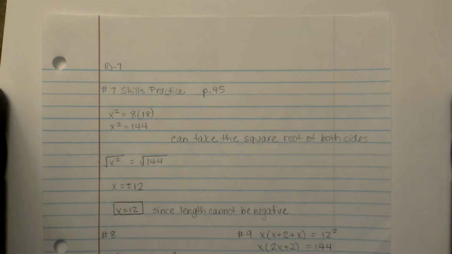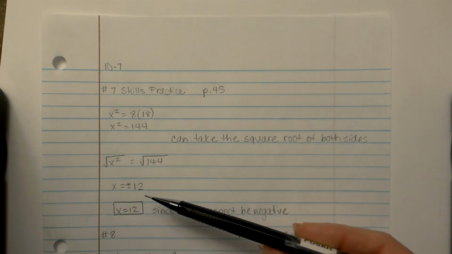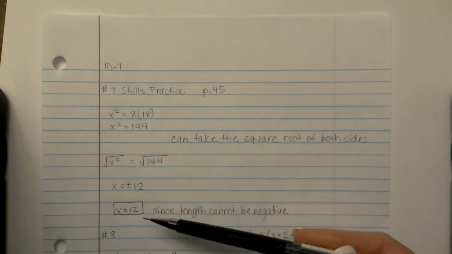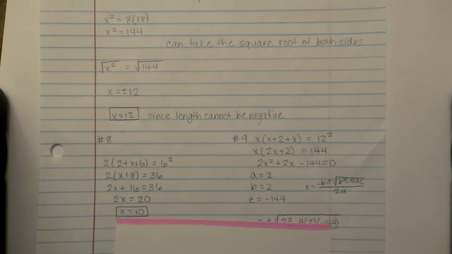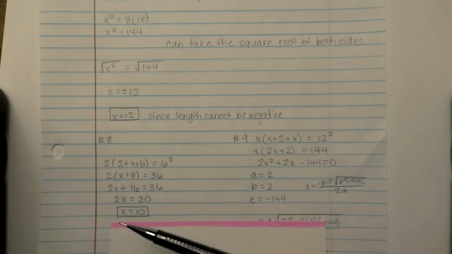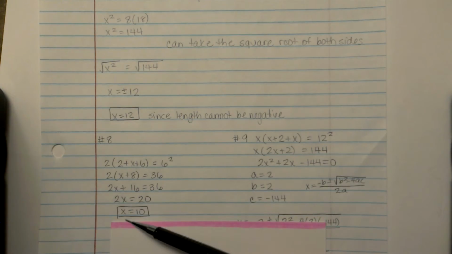Now when you take the square root of both sides, you can get positive 12 or negative 12 because negative 12 times negative 12 will give you positive 144. But we'll only use the positive choice since, again, we're talking about length. All right, so here's a couple of examples of problems 8 and 9 for the skills practice. Again, number 8 turns out to be where there's only one x, so you can solve for it using traditional methods.